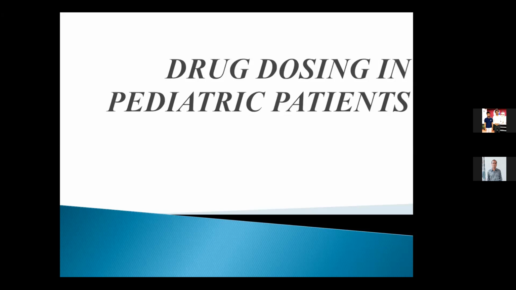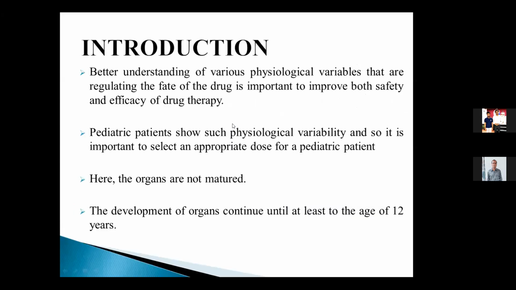Hello, good morning everyone. My presentation today is drug dosing in pediatric patients. Introduction. A better understanding of various physiological variables that regulate the fate of the drug is important to improve both the safety and efficacy of drug therapy. In pediatric patients, such physiological variability exists, so it is important to select an appropriate dose. Here organs are not mature. The development of organs continues until at least the age of 12 years.